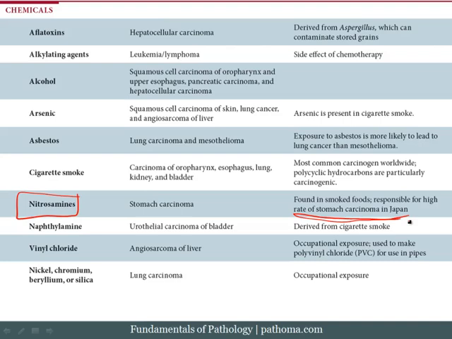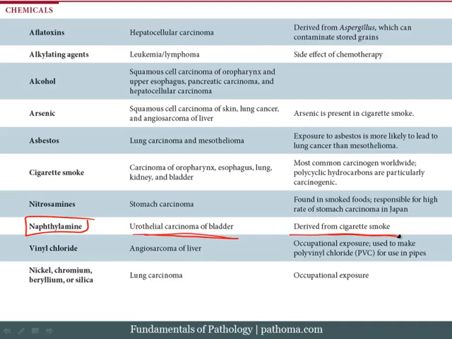Nitrosamines are related to the intestinal type of stomach carcinoma, and we'll give you a little more detail later on when we do the GI lectures, but let's just put this away in your brain right now: nitrosamines are related to the intestinal type of stomach carcinoma. Naphthylamine is associated with urothelial carcinoma of the bladder, and it's also a derivative of cigarette smoke.